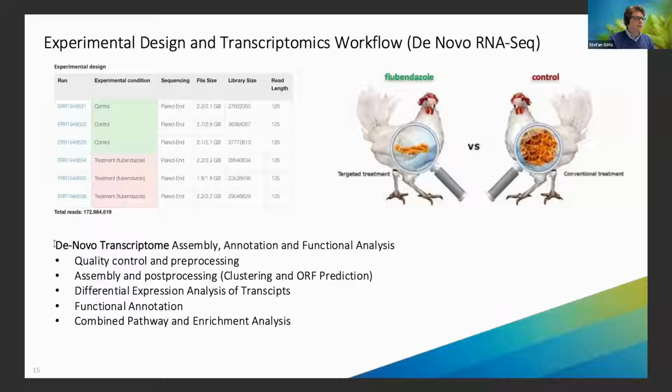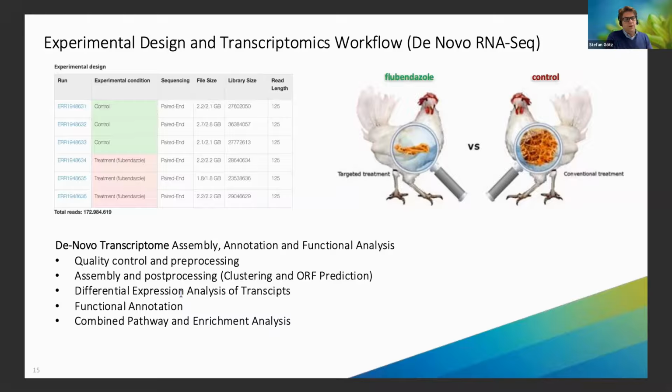And the typical pipeline for the de novo transcriptome assembly, annotation, and analysis approach is to do, obviously, the quality control pre-processing. We'll be doing assembly and post-processing, not today, but I'll quickly show. So this is clustering and ORF prediction included. So then we do the basic differential expression of transcripts.